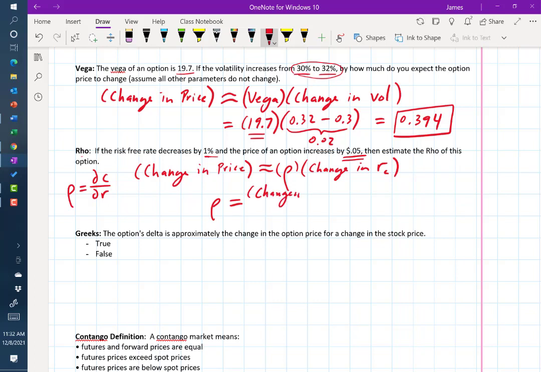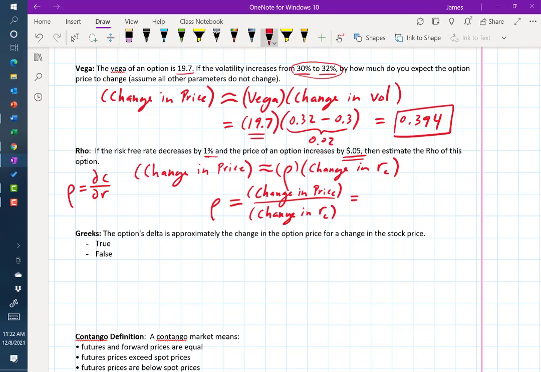So Rho here is, I'm just solving for Rho: change in price divided by change in that risk-free rate. I don't know that I did this in class, but I'm just rearranging the basic formula. And actually, you should connect that with this formula here, if you remember your calculus. These are essentially similar formulas. Anyway, you don't have to do that, but I just solved this formula.